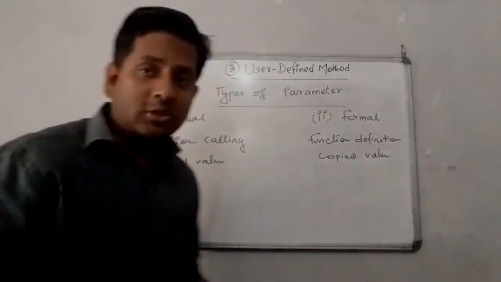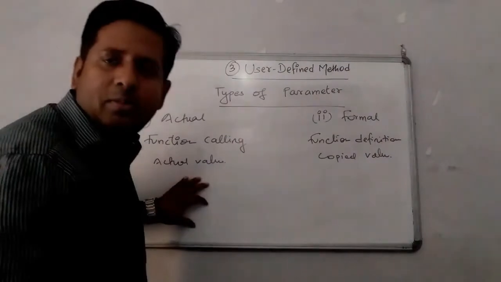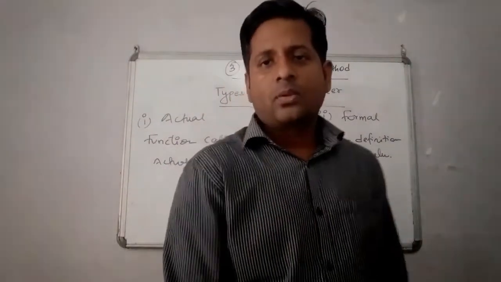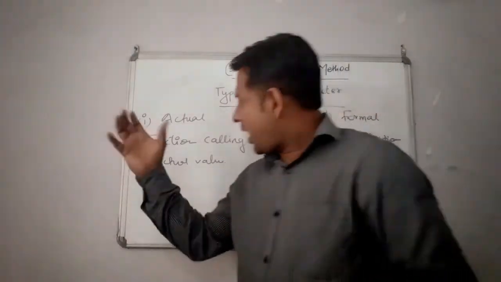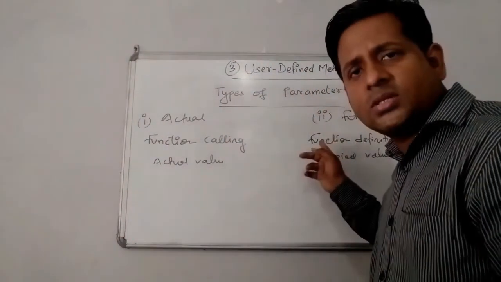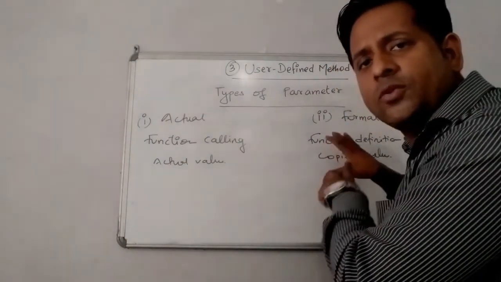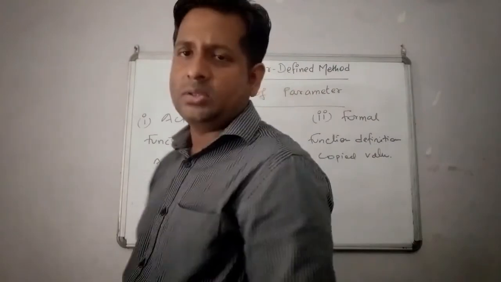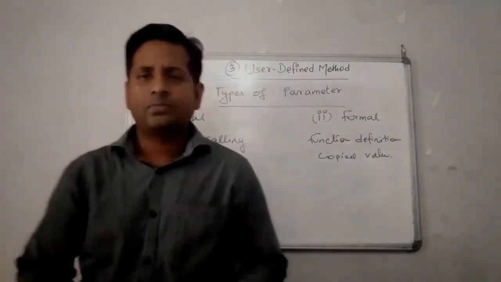Whereas, just the opposite: if you are making any changes in an actual parameter, it will affect the formal parameter. Very simple, children. If you make a change in the actual parameter, that change will be affected in the formal parameters, whereas if you make any changes in the formal parameter, that change will not be affected in the actual parameters. So this is the concept, children.